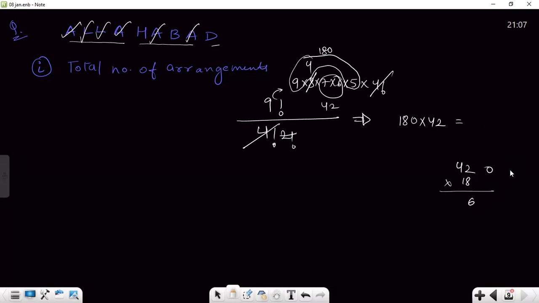8 2s are 16, 1 carry. 8 4s are 32 and 2, 34 and 1 is 35, 3 carries. 4 into 1, 7. 756. So 756 plus the 0, 7,560 should be our answer. And that's the correct answer, just checked. Clear? So this is the total number of words that can be found using the word Allahabad.